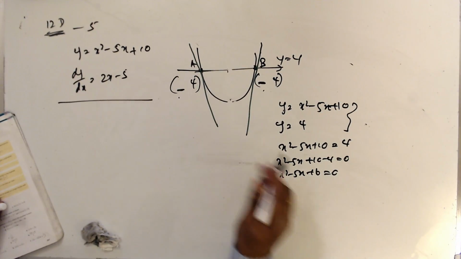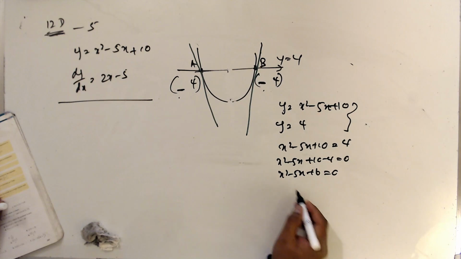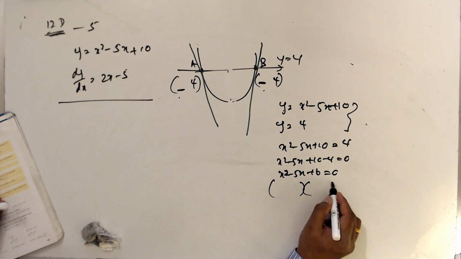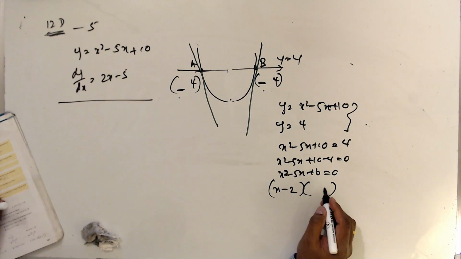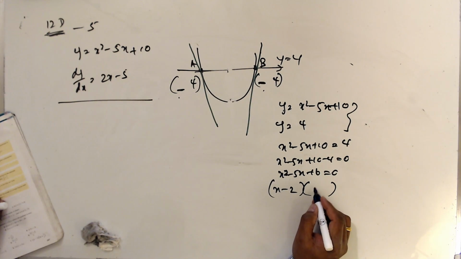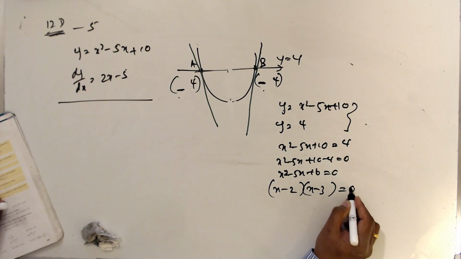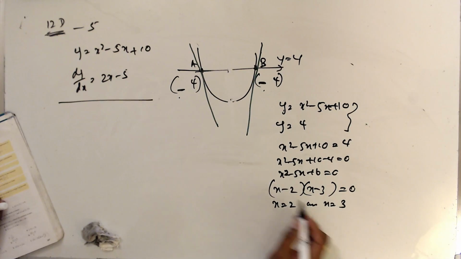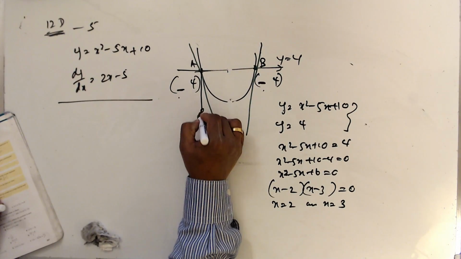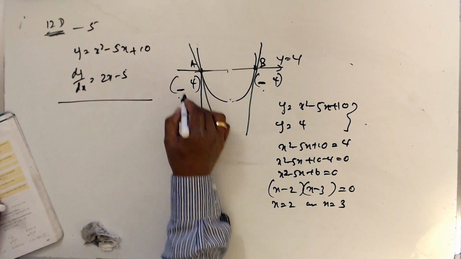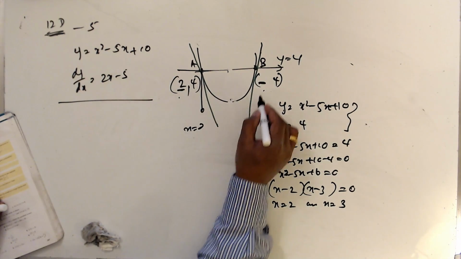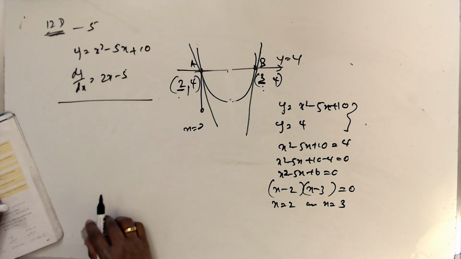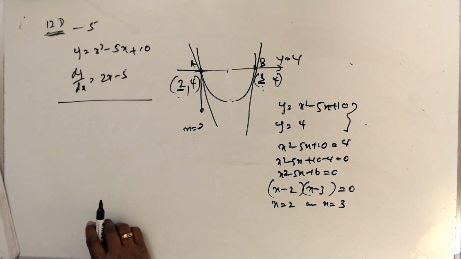So this is year 10 level knowledge, not the 11 advanced level. So this is going to be x minus 2, x minus 3 equals 0, so x equals 2 and x equals 3. So this point has x value 2. So this is 2, 4 and this is 3, 4. Now I have found the x values.